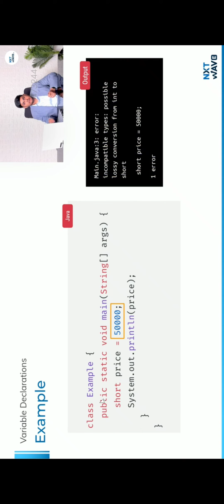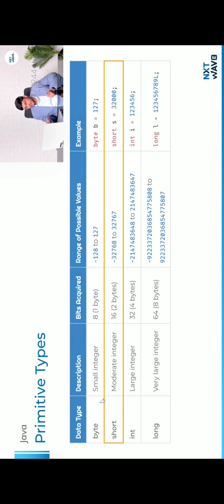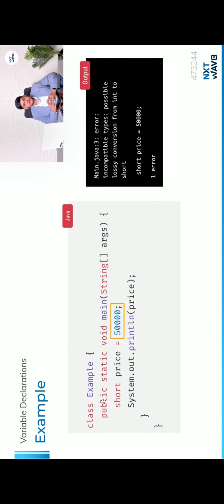Okay. So we'll see why this error has been thrown. As we have already seen, short means we have to store only a moderate-size integer. The maximum value that you can store is 32,767, and the minimum value is minus 32,768. In this particular case, we try to assign the value 50,000. So price can only store values between minus 32,768 and 32,767. If you try to assign a value which is out of the range, then you will see such types of errors in Java.